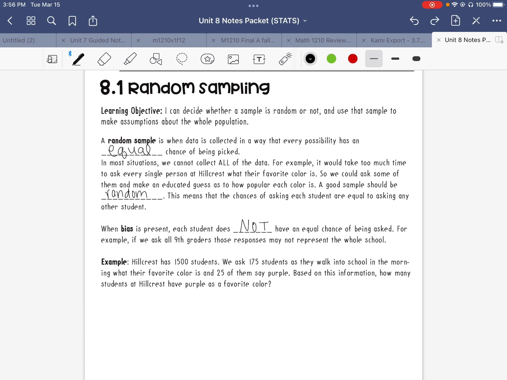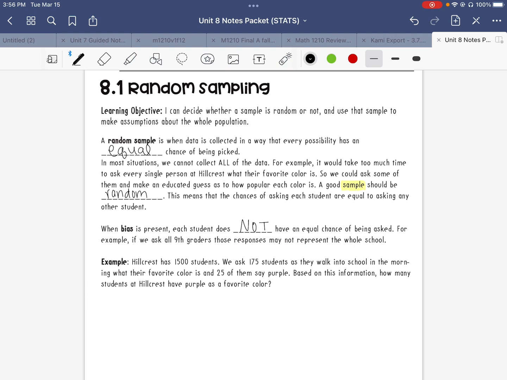Sample is a keyword, and I do want to make sure you know that. So highlighting this one may be a good idea. Remember, a sample is just the chunk of people that we are asking since we don't have time to ask them all. So here's an example problem of what you might do with random sampling.